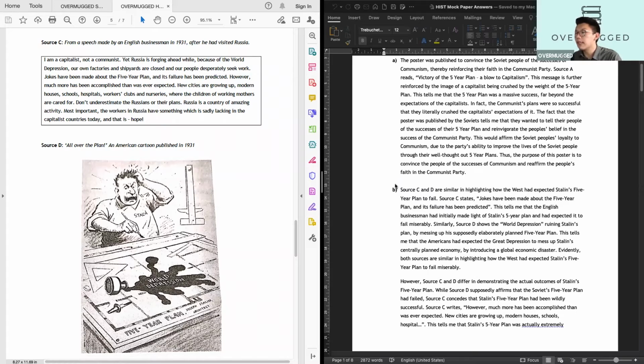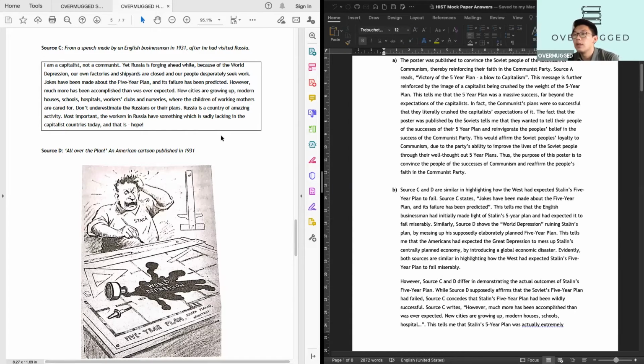So a lot of students face difficulty in identifying the correct points to say. So in this case, right, how did I manage to find this particular point of similarity? First, I looked at the context of the source. When you see the context of the source, you'll notice that both of them are from Western sources, right? That gives you your first hint about the particular topic. So now you have two hints, right? You have the fact that it is from a Western source and the fact that it is specifically talking about the 5-year plan.